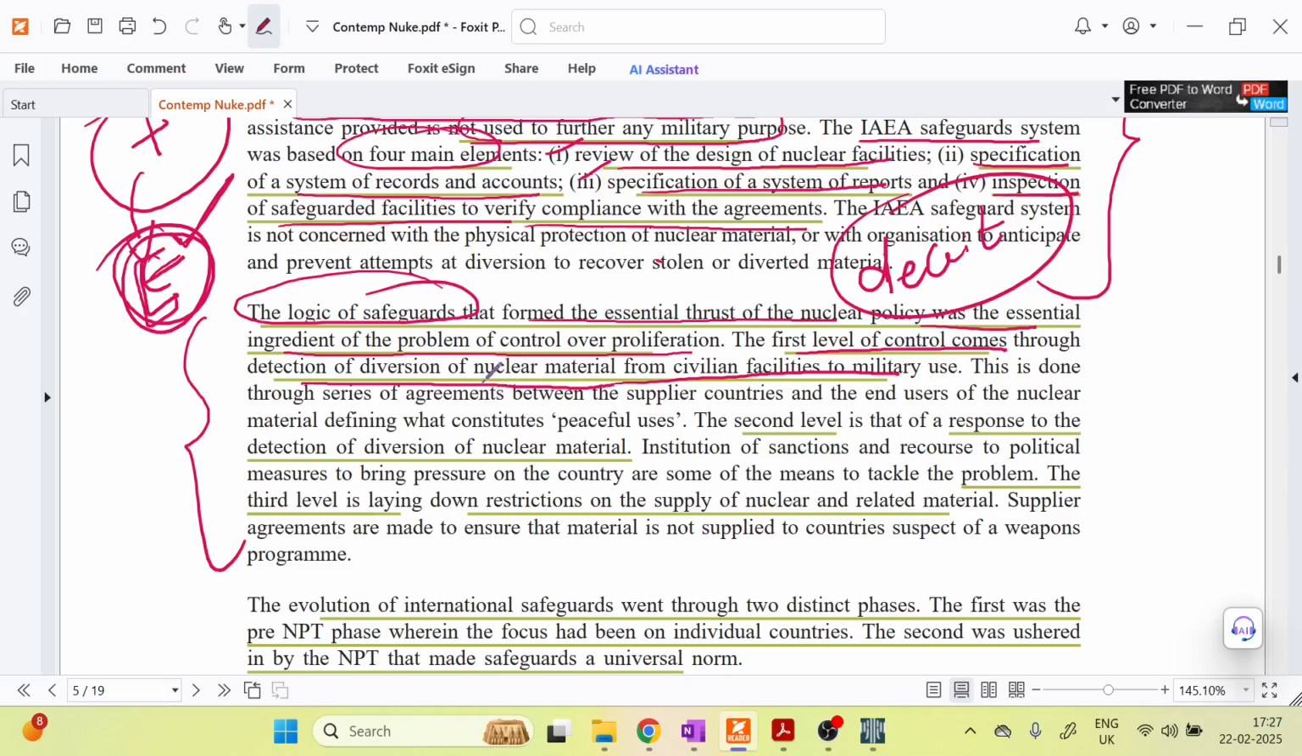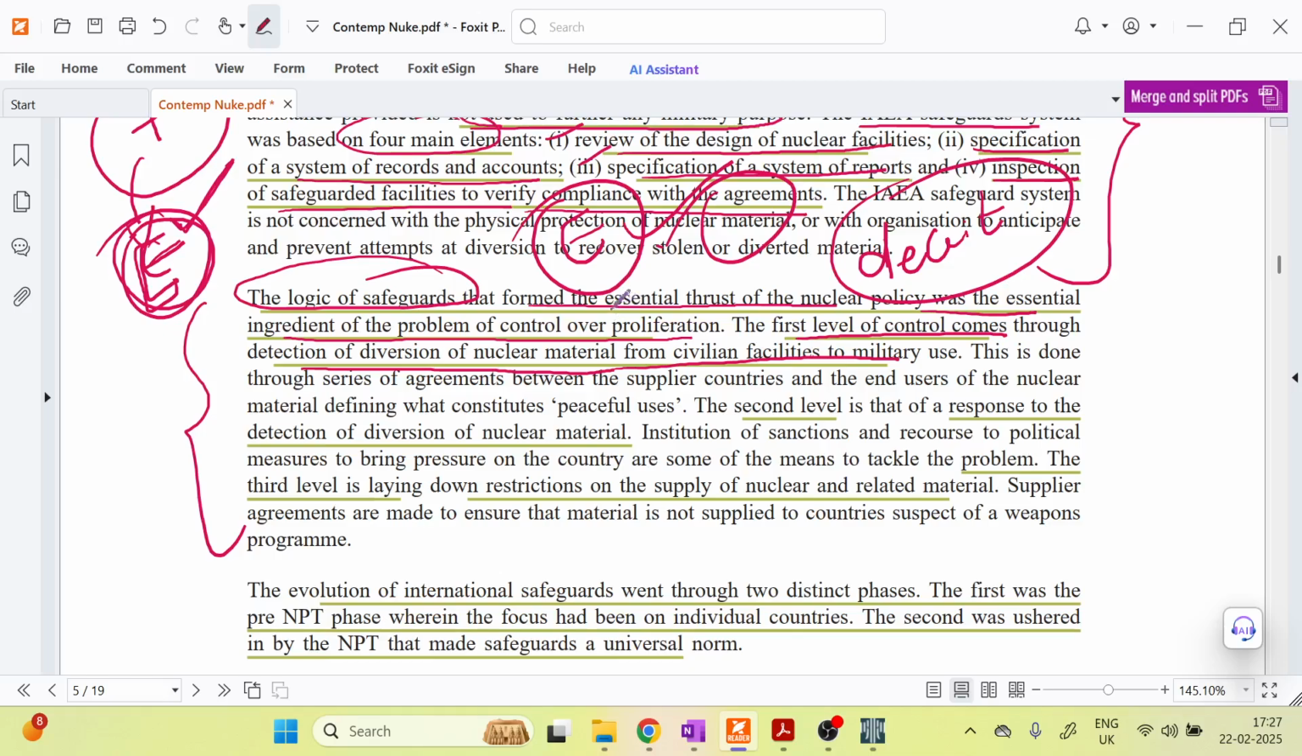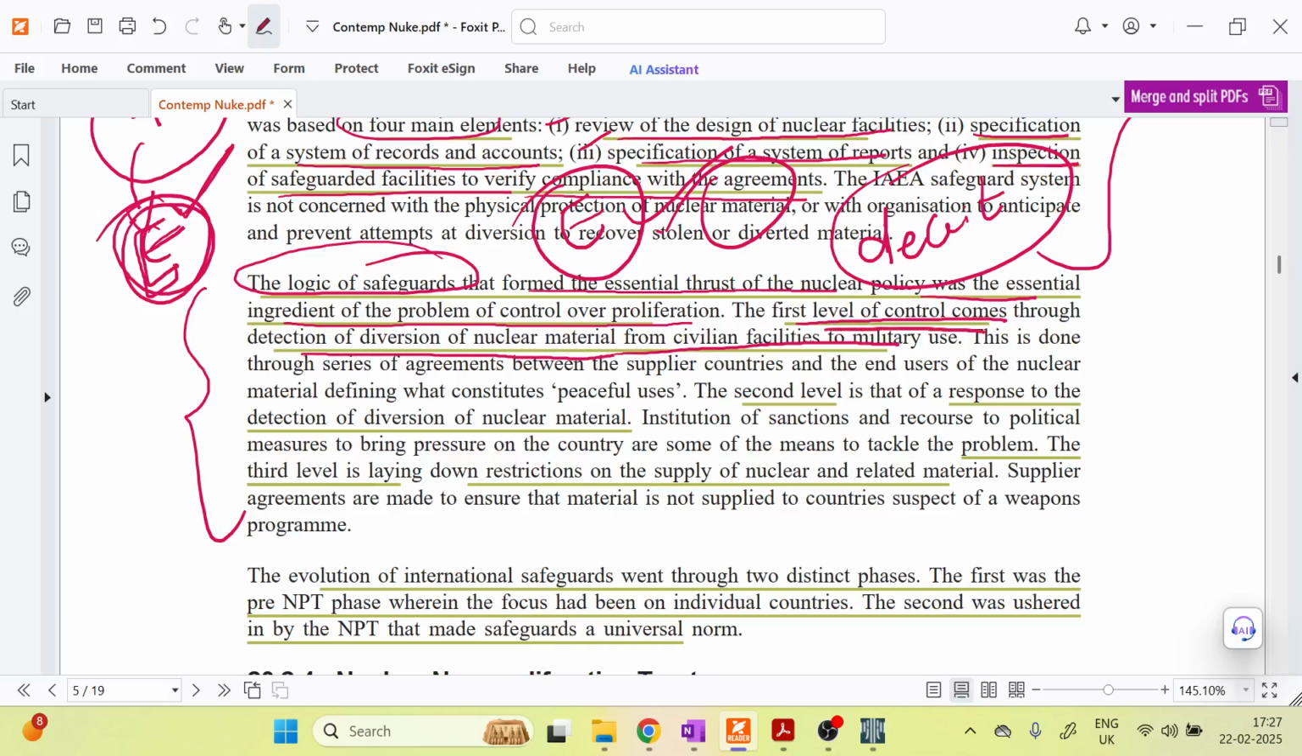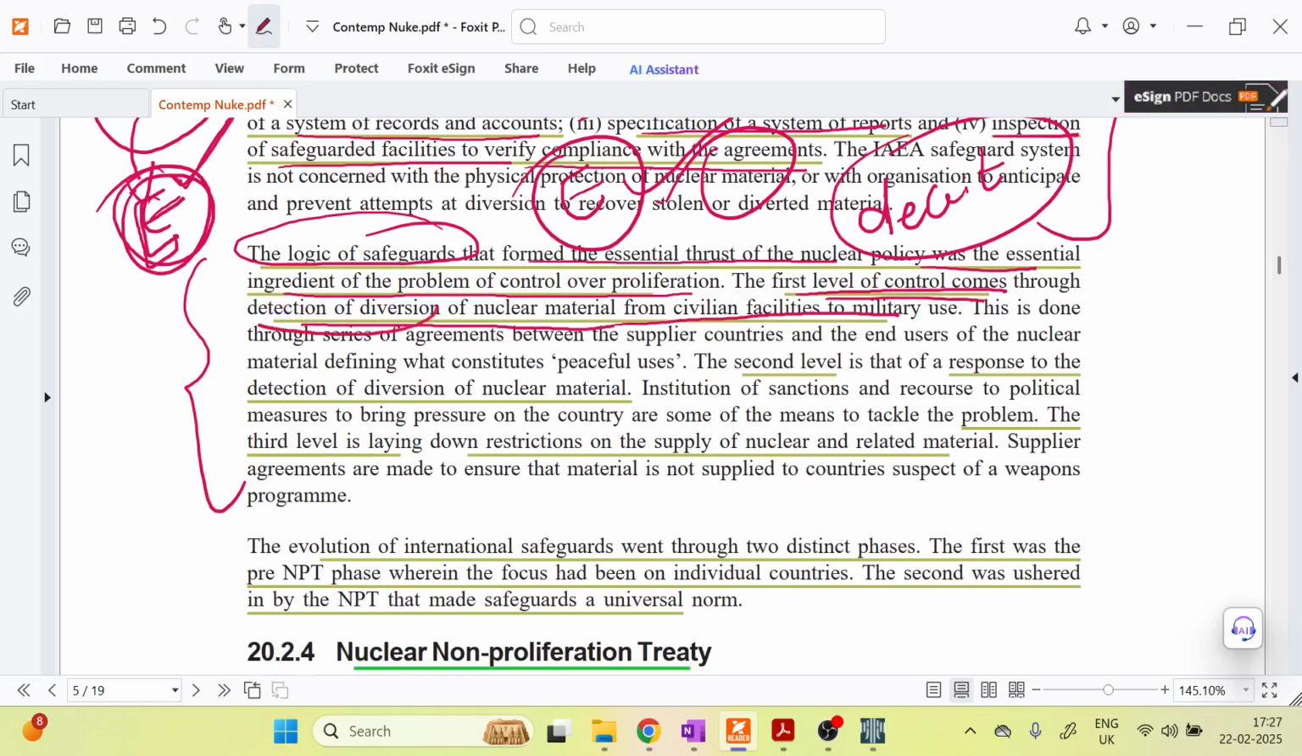So even if a country says that it is seeking fissile material for energy generation for civilian use, the same material can be diverted. Nobody's spoken words can be taken at face value, especially in the international sphere, when everybody is concerned about their own security. So this formed the logic. The first level of control was about detecting such diversion, the diversion that takes nuclear material from civilian to military use.